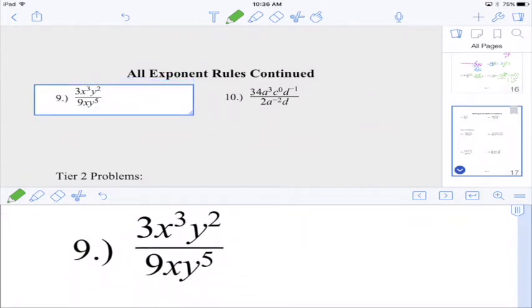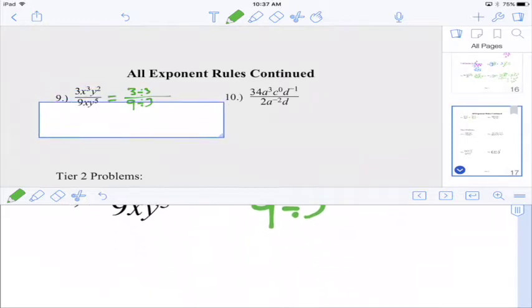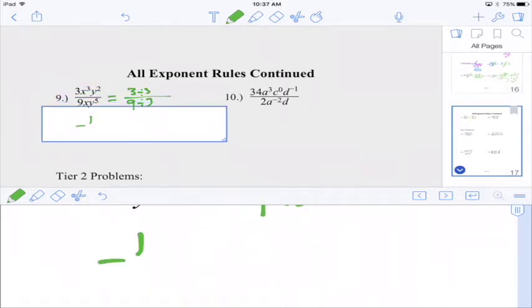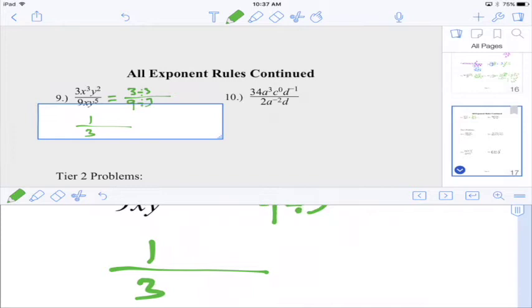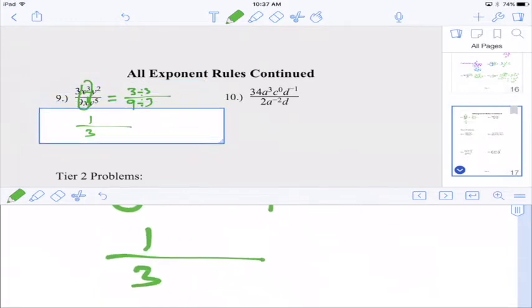I'm doing 3 divided by 9. Well, 3 divided by 9 is a fraction, but I could simplify this. I could divide both of those things by 3. Right? So what this gives me is 1/3. Then I'm going to look at my fraction. I have x cubed divided by x. When we divide two things with the same base, we subtract exponents. So 3 minus 1. This now becomes x squared.